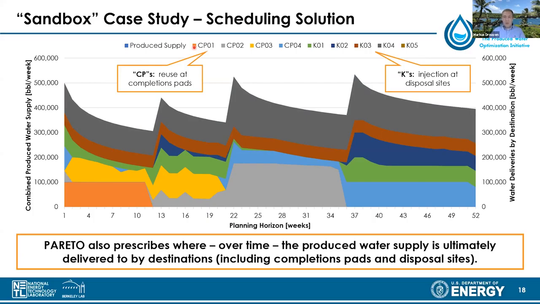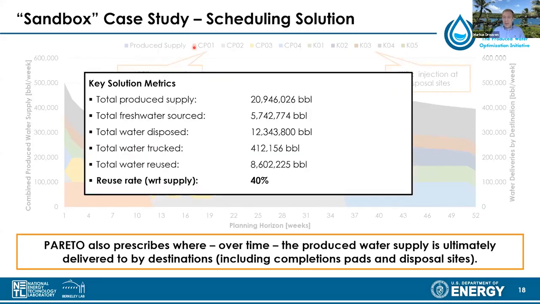So this in and of itself is a very valuable output to practitioners. It also allows us to really tally up key metrics so we can look at, well, for this solution, how much fresh water are we sourcing? How much produced water is going to disposal? Am I running any trucks in addition to operating pipelines? What does my overall reuse rate look like? Which, by the way, in this case, for this domain expert is intentionally low. So 40% is really well below what industry is currently doing.